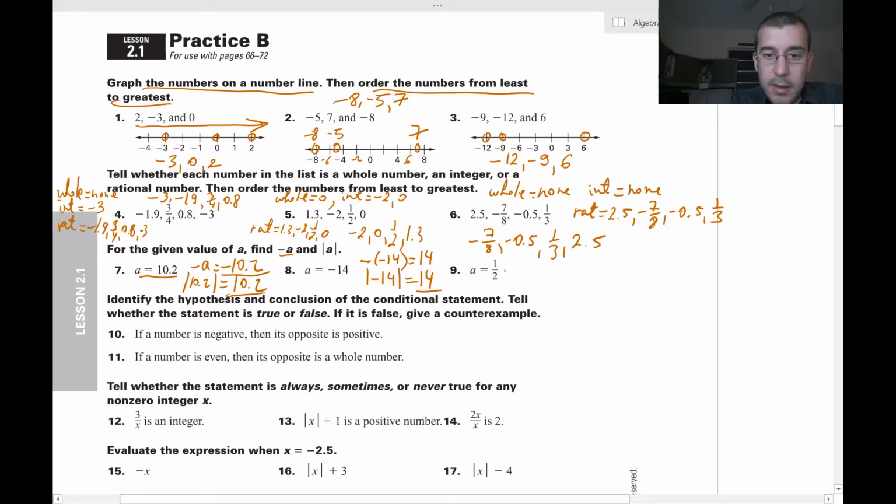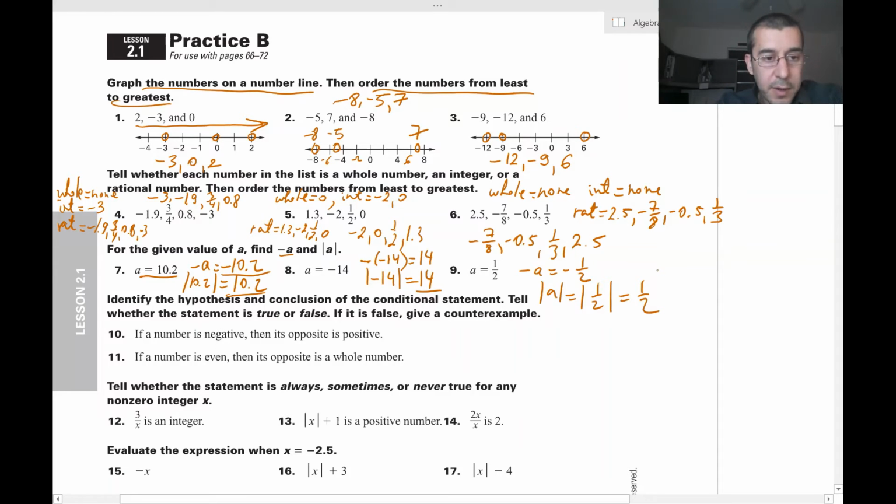Number 9, a equals 1/2, so -a is -1/2, and then the absolute value of a is the absolute value of 1/2, or 1/2. Okay, that was 9.